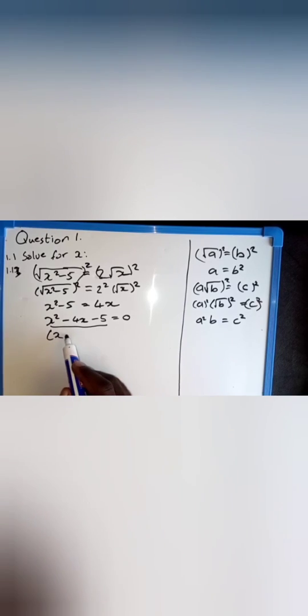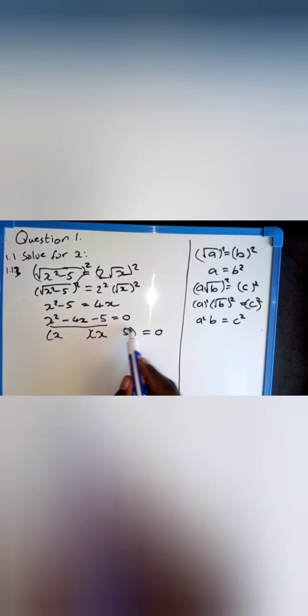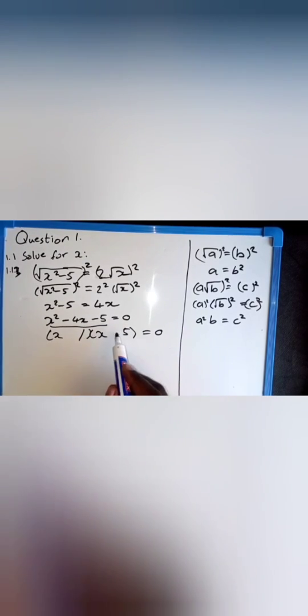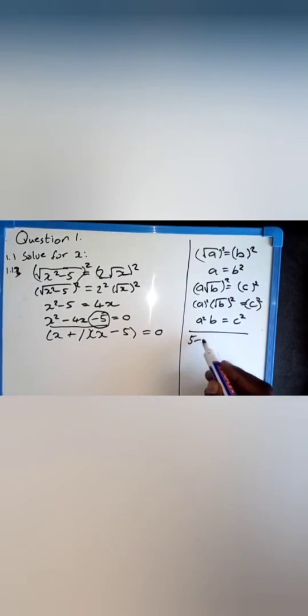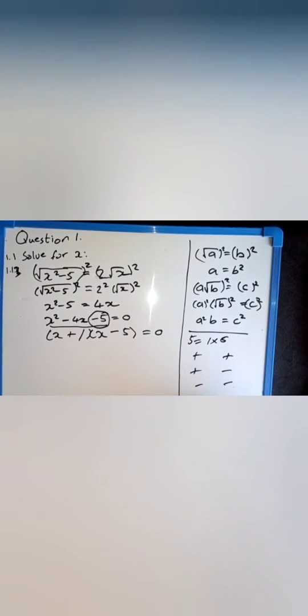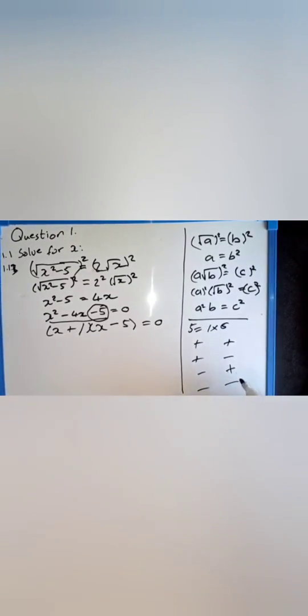So you'll have x minus 5 and x plus 1. You can do the trick that I showed you. You've got 5, you're given 1 times 5, and then you've got plus plus, plus minus, minus plus, and minus minus, and then you have 1, 5, 1, 5, 1, 5, 1, 5.